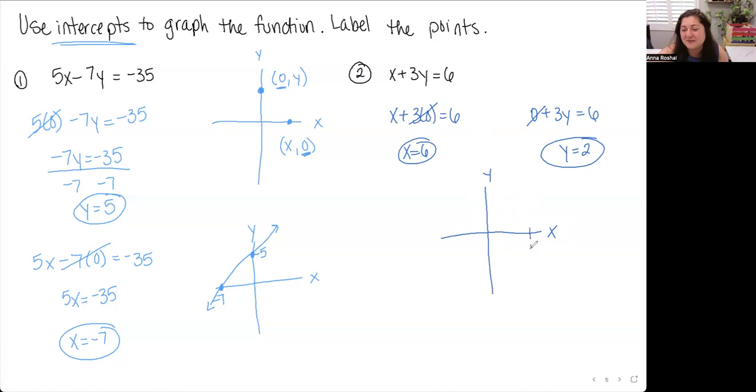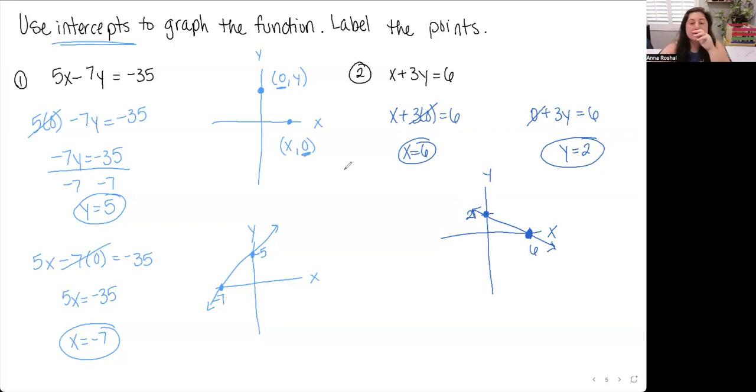So we know that X is 6, so we're going to find 6 on the X axis. We're going to create a point right here. We know that Y is 2. We're going to create a point right here. And then we're going to graph this line. And that's my graph. That's all it is.